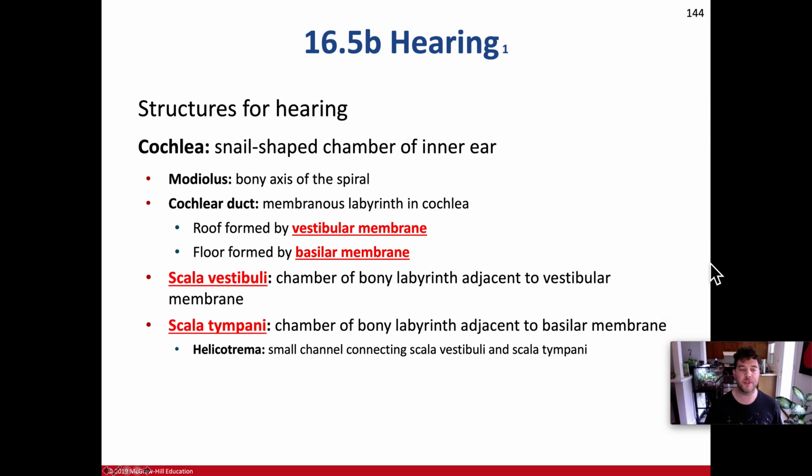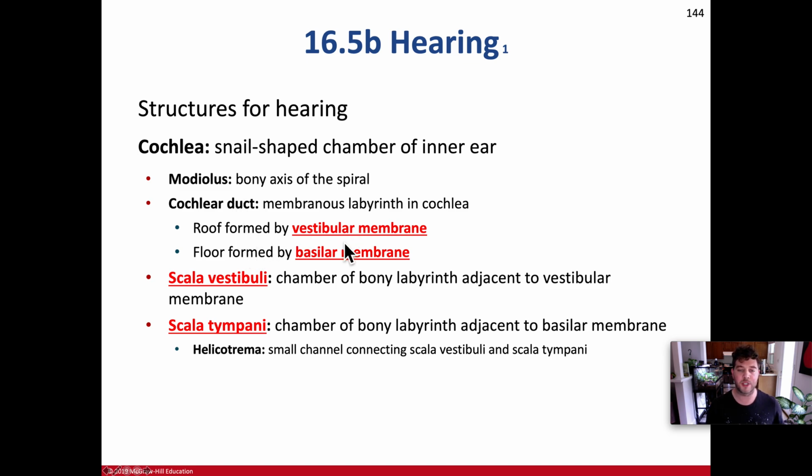So, structure for hearing. Your cochlea, like I said, is very important for hearing. It's the snail-shaped chamber of the inner ear, that really wraps around. It has a modiolus, which is the bony axis of the spiral, and a cochlear duct, which is the membranous labyrinth within the cochlea. Remember, the outer portion is the bony one, and then it has those tubes with the fluid in them, the endolymph, which is the membranous labyrinth.